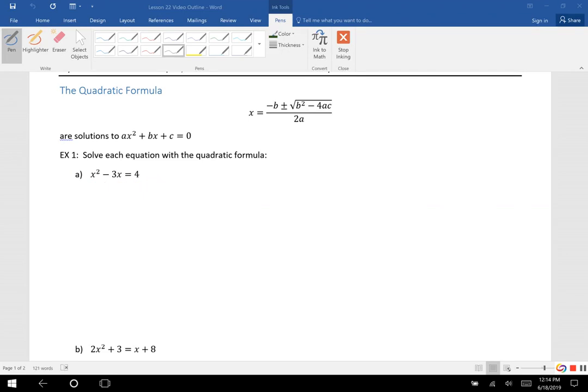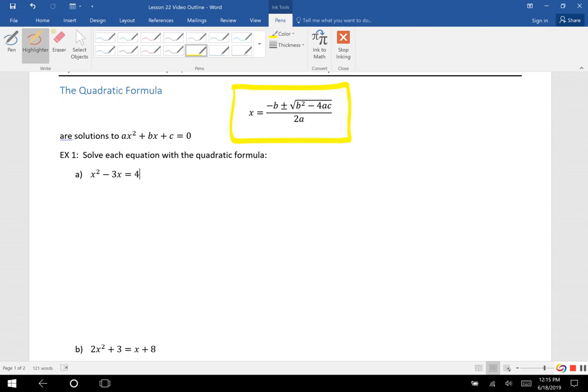So far, we've discussed 3 different ways you can solve quadratic equations: factoring, taking the square root, completing the square. Today, I'm going to give you our 4th and final method, which is the quadratic formula. I have it right here on the screen. This is basically a formula that tells us the solution to any quadratic equation. So it works no matter what kind of quadratic equation you have.